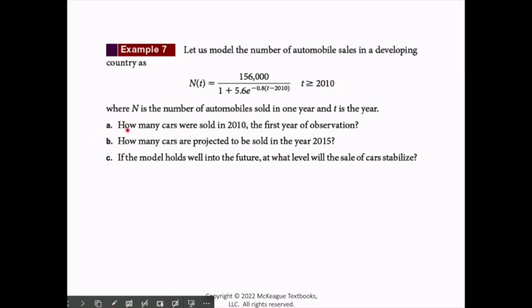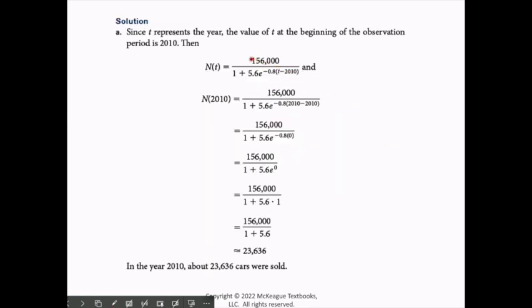In part A, we're going to look at how many cars were sold in 2010, how many cars are projected to be sold in the year 2015, and then part C says, if the model holds well into the future, at what level will the sales of cars stabilize? So for part A, we want to see the value at the beginning of this time frame. So since we're starting at 2010, we're going to put in 2010 for t.